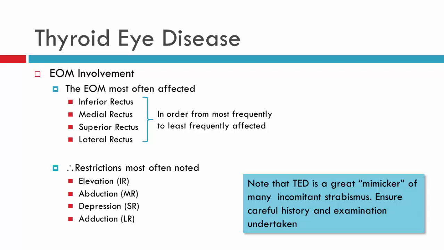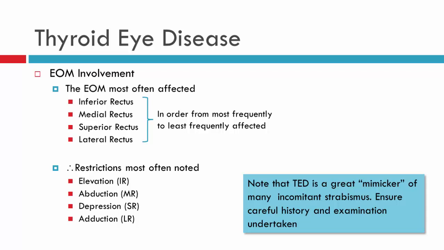So the restrictions we see, or the mechanical restrictions of the eye movements we see, relate back to which muscle's been affected. So remember, with mechanical restrictions, usually the restriction is in the opposite direction of the action of that muscle. So with the inferior rectus, it's a depressor, and if that has become fibrotic, we're going to have issues going into upgaze. If we have the medial rectus affected, abduction will be affected. If the superior rectus is affected, down gaze will be problematic, and if we have the lateral rectus affected, adduction will be the issue.